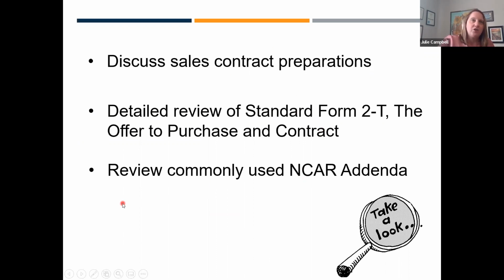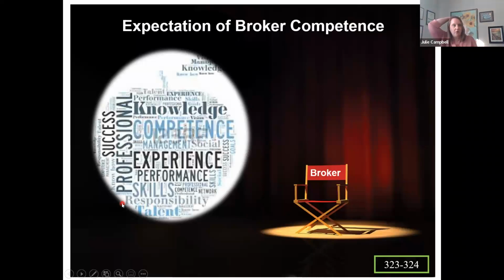When it comes to us preparing the sales contract for the consumer, for the client, we are expected to do it competently. It's my opinion, and others out there agree with me, that the offer to purchase and contract is the most important document that we use in this industry, because the offer to purchase and contract is what legally binds the buyer and the seller. And we are the ones preparing this. We are the ones filling in the blanks to make them legally obligated to each other.